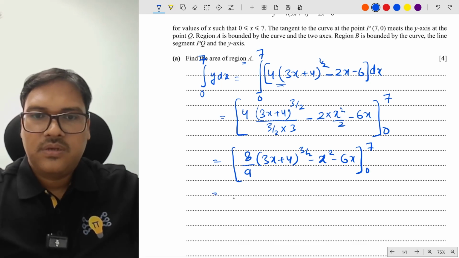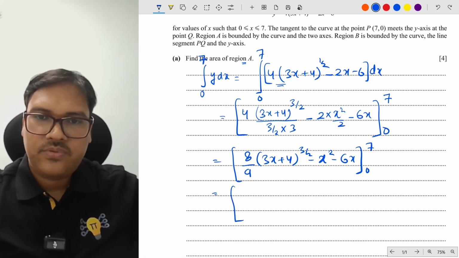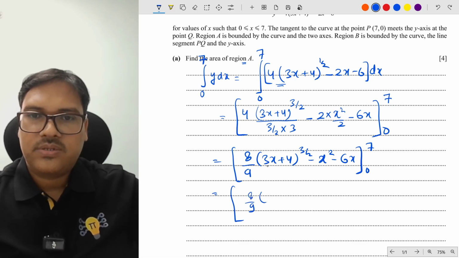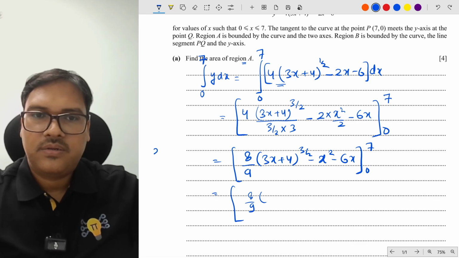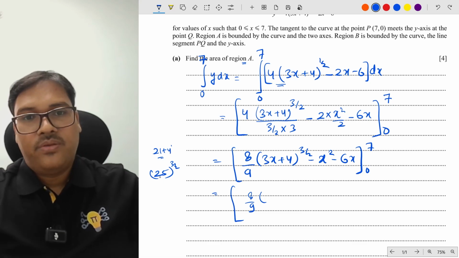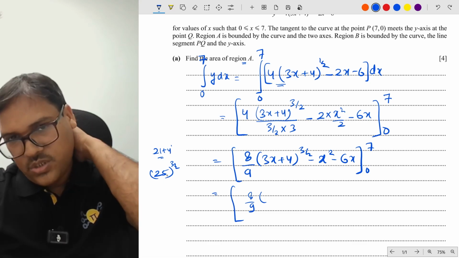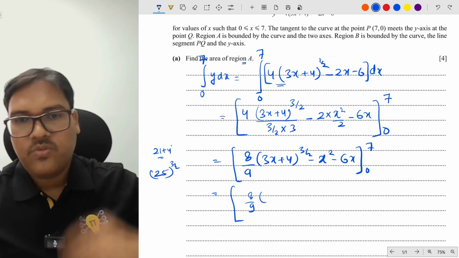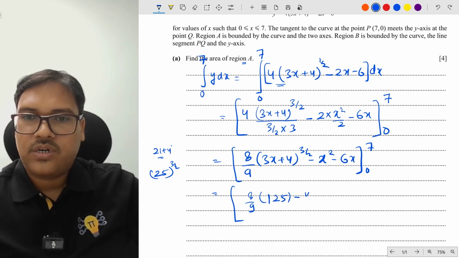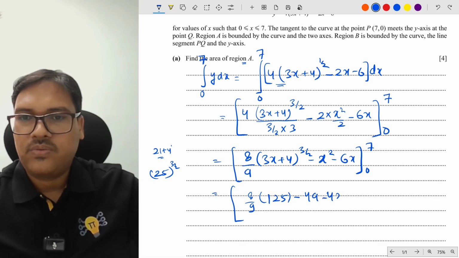So let's put 7. If I put the upper limit, this is 8 by 9, this will become what? 7 into 3 is 21, 21 plus 4 is 25. Basically this will become 25 raised to 3 by 2, and root of 25 is 5. So 5 raised to 3 will become 125. This is 49 minus 42.